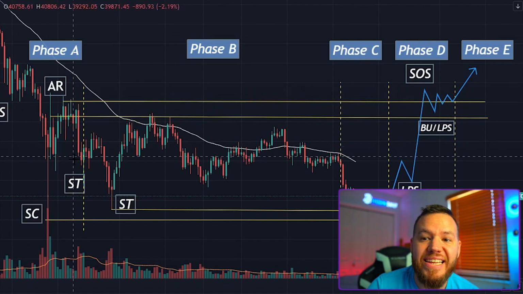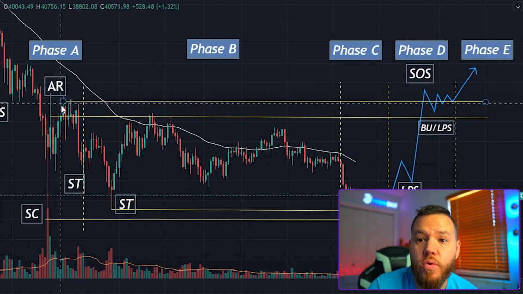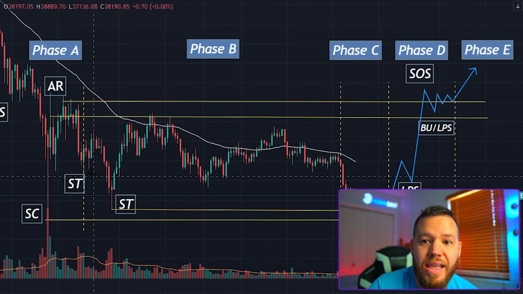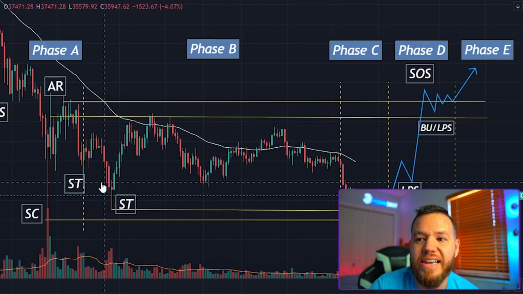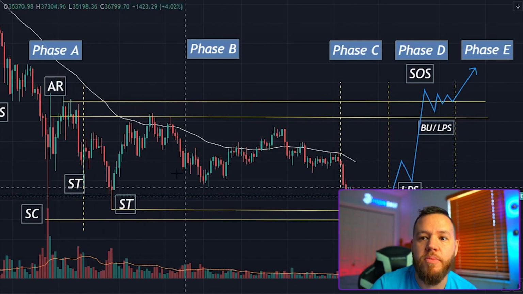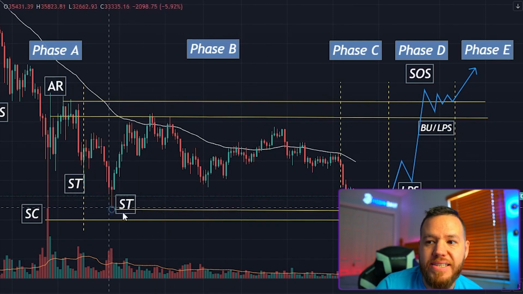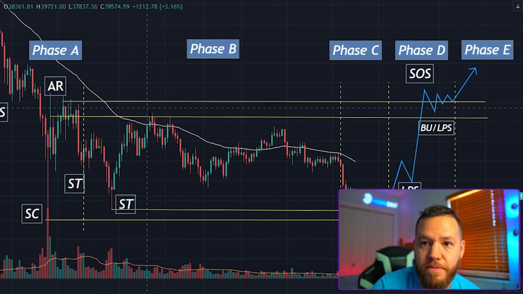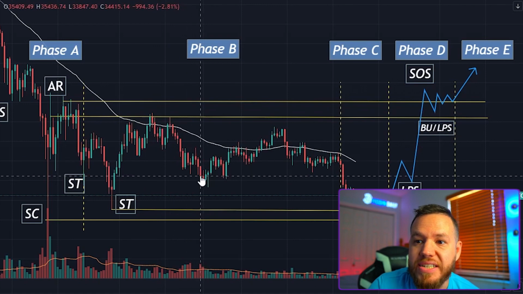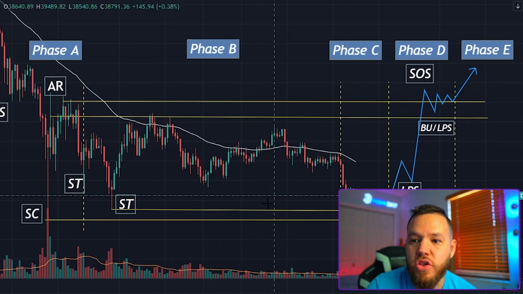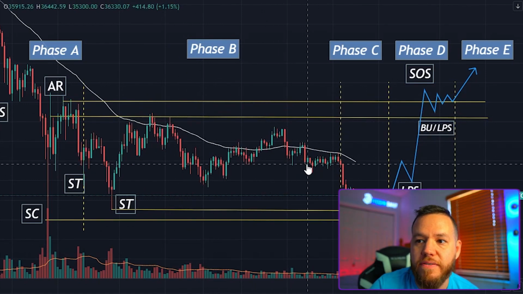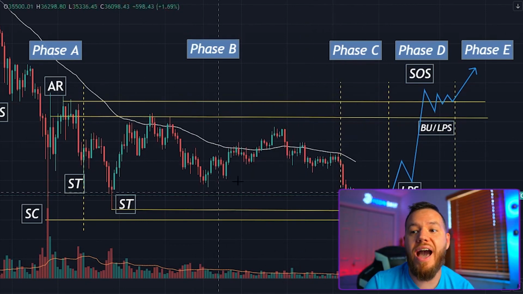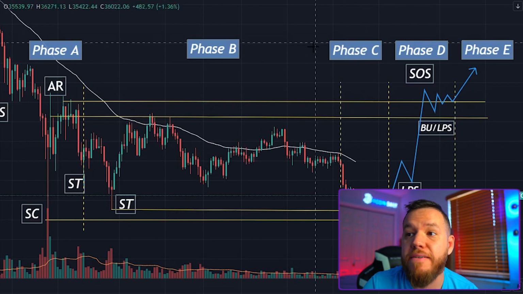Then we had the secondary test here, right? From the automatic rally, we started to kind of go back down, and we had a few different secondary tests where we tested the bottom of this trading range. Then from the secondary test, we went back up and tested the top of the trading range. And we continued to consolidate in this range. As volume fell off, so did volatility. Currently, from looking at the price and from the way I drew this schematic, we are in phase C.